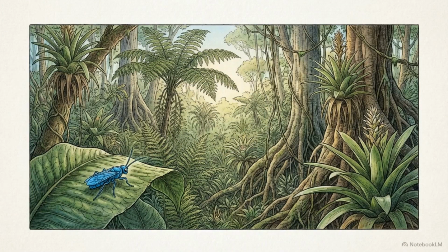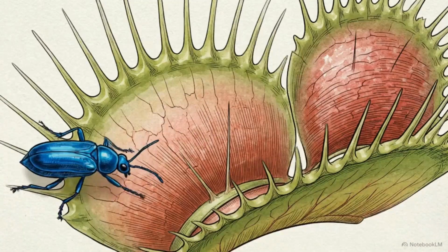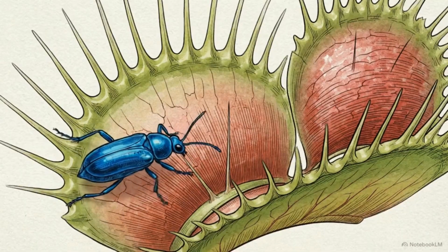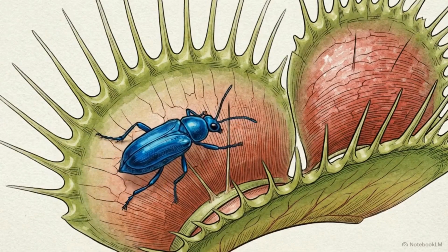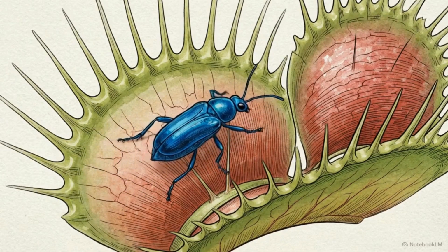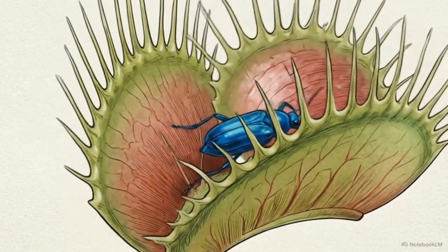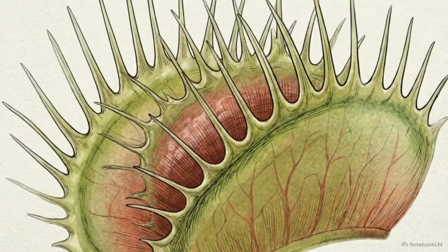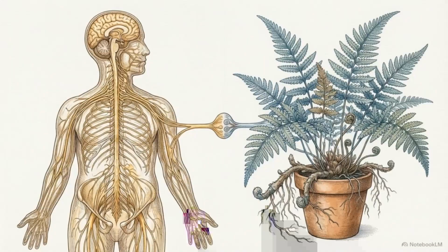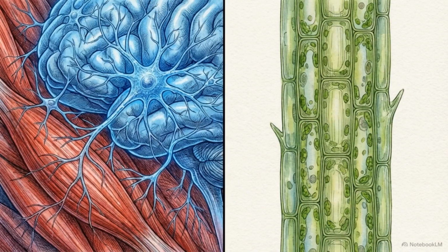To survive in a constantly changing environment, an organism has to solve a rigid information processing problem. It must detect external inputs, which biologists call stimuli, and generate precise targeted outputs, or responses. The biological hardware available to execute these responses varies wildly depending on the organism. A mammal has a central brain and complex muscle fibers, while a plant has neither.